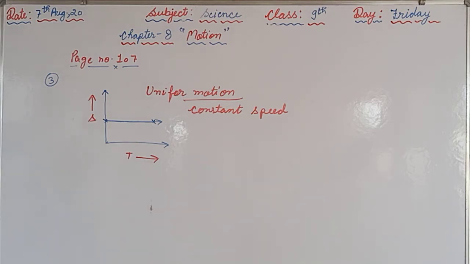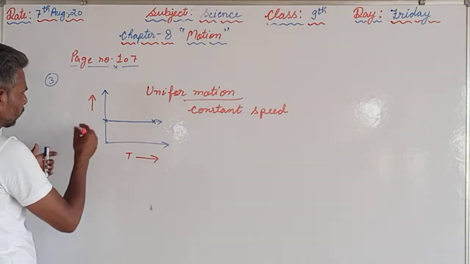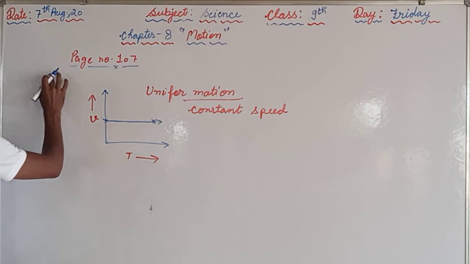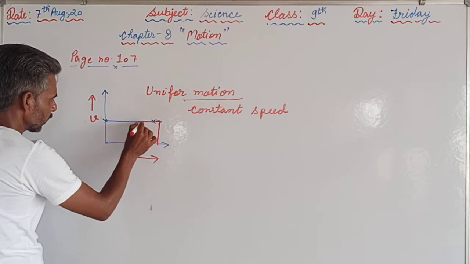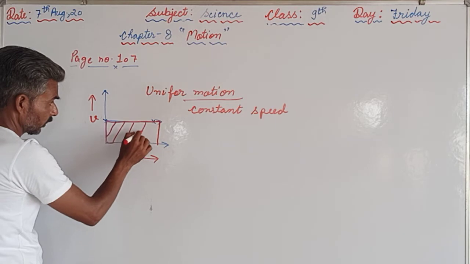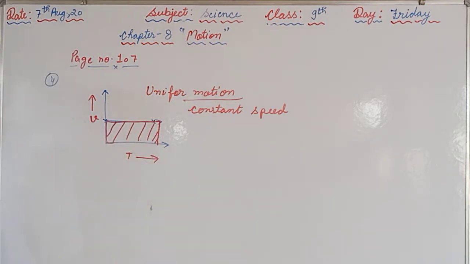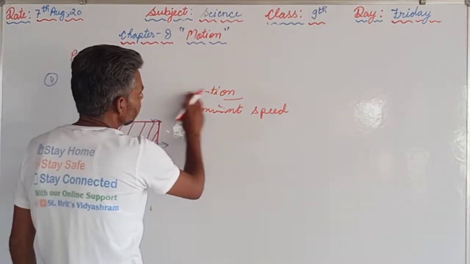Now we will proceed to question number 4. In question number 4, it is asked what is the quantity measured by the area under the VT graph. VT means velocity time graph. Suppose this is the VT graph, and this is question number 4. So the area under the VT graph means this area. Suppose this is the question. So the area under this graph is in rectangular form. The area under the VT graph shows the distance covered.